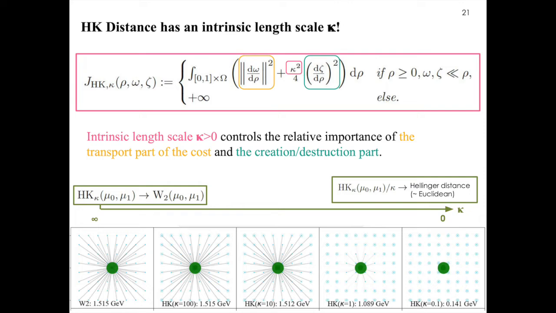Okay, good. So when kappa goes to infinity, then we can't have any creation and destruction part because then this part will be an infinite cost. So you don't have any creation and destruction part. That is when you recover the W2 distance. And when kappa goes to 0, then the cost of creating and destroying mass is basically just 0. So you don't move any mass, you just create and destroy mass. In the simple case of the discrete distribution, this gives you the ordinary Euclidean distance. So for example, here you just destroy all the blue dots here and create the green dot here.